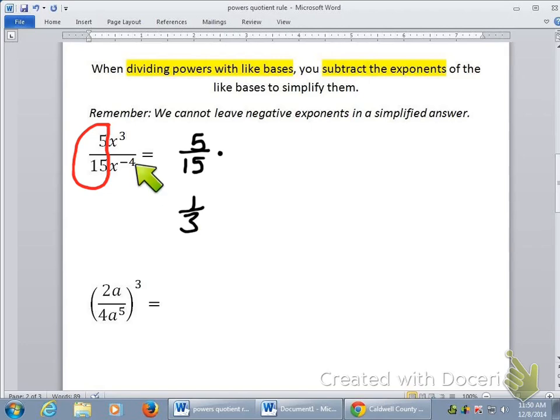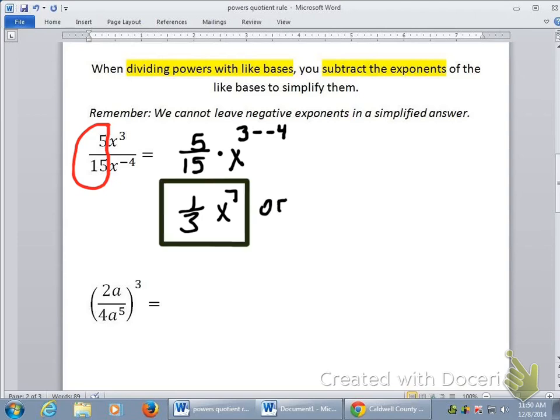Now I can deal with the x, and my rule is if I'm dividing with the same base, I can subtract the exponents. So I'm going to subtract 3 minus negative 4. And of course 3 minus negative 4, following my rules, changes to positive 7. And I'm actually good to stop right there.